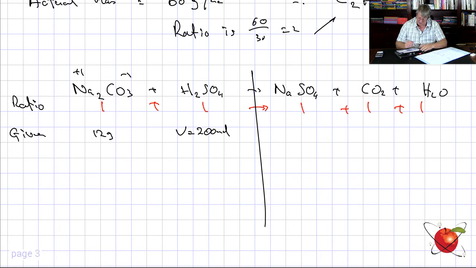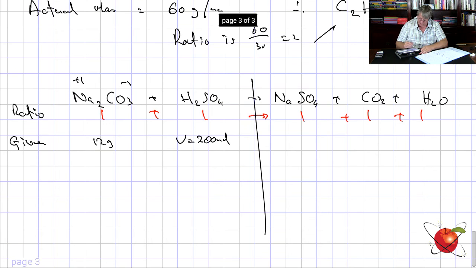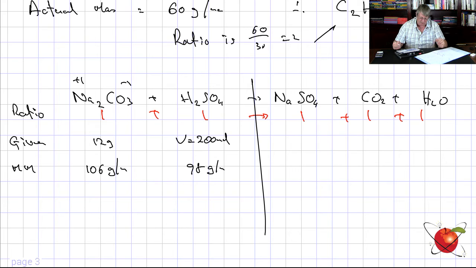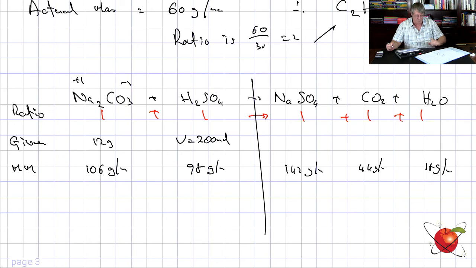So we say, right, work it out, the molar mass is 106 grams per mole, and this one is 98 grams per mole. Now, this one is 142 per mole, this is 44 grams per mole, and this is 18 grams per mole, correct? Now we're going to work out, 12 grams are reacted with that.